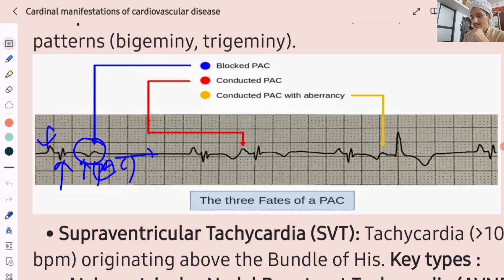Next, coming to the conducted premature atrial contraction. See here, this is again a P wave followed by a QRS complex. Here the T wave is superimposed by another P wave of a premature atrial contraction, which is immediately followed by another QRS complex, and it will have an inverted T wave. So this is an example of conducted premature atrial contraction. Remember, when there is a premature atrial contraction, there will be a compensatory pause.